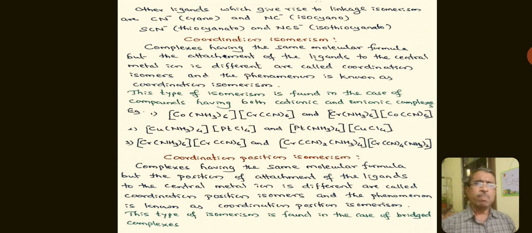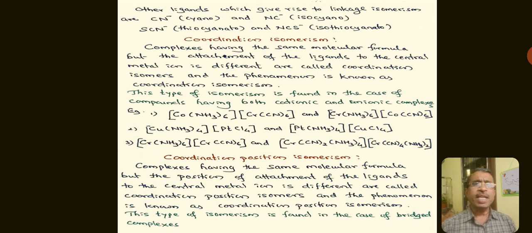Coordination isomerism. Complexes having the same molecular formula but the attachment of the ligands to the central metal ion is different are called coordination isomers, and the phenomenon is known as coordination isomerism. This type of isomerism is found in case of the compounds having both cationic and anionic complexes. Let us take an example.